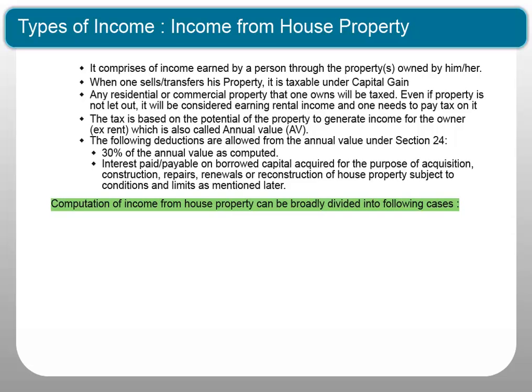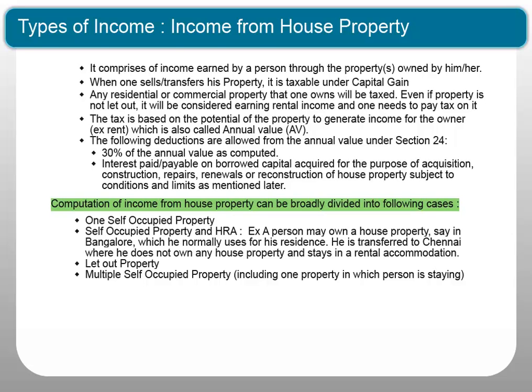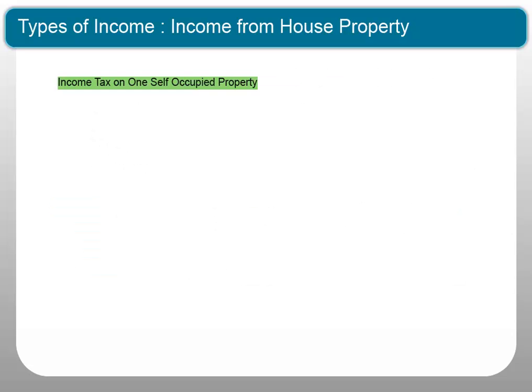Computation of income from house property can be broadly divided into the following cases. 1. Self-occupied property. 2. Self-occupied property and HRA, when due to some reasons he is not able to live in his residence but has to live on rent. 3. Let-out property. 4. Multiple self-occupied properties. Let's look at income tax on one self-occupied property.